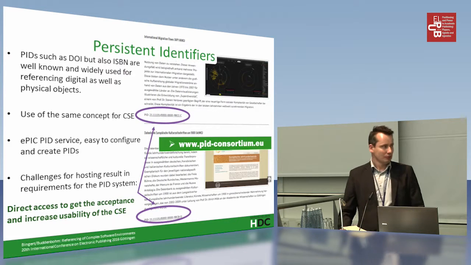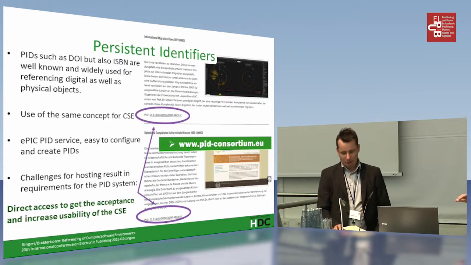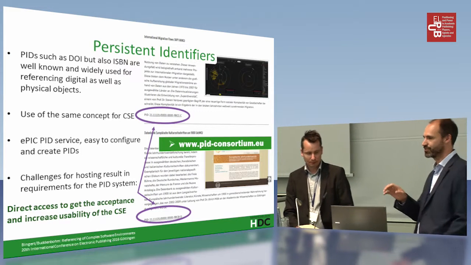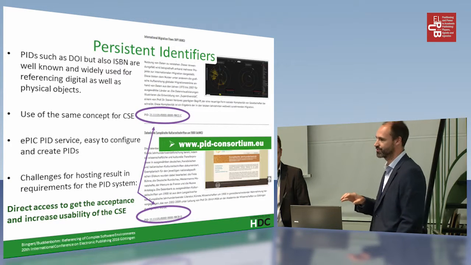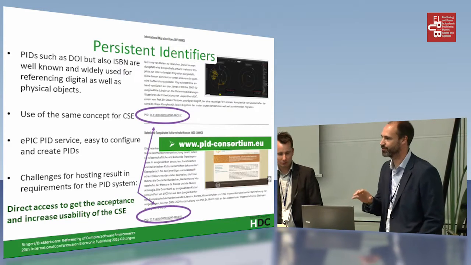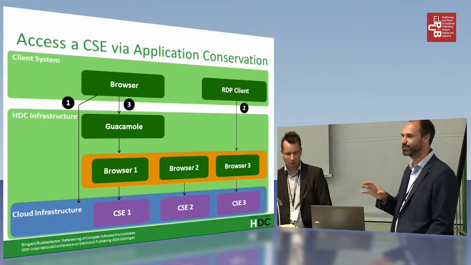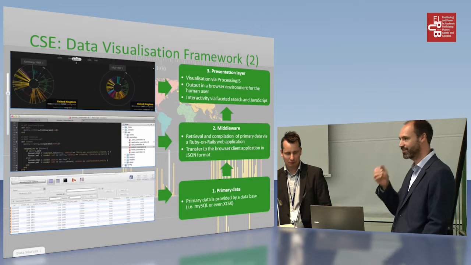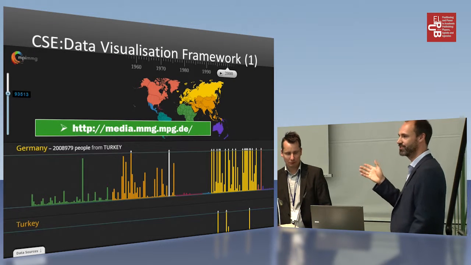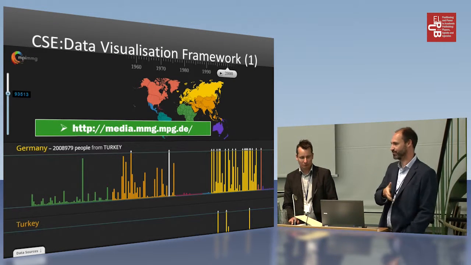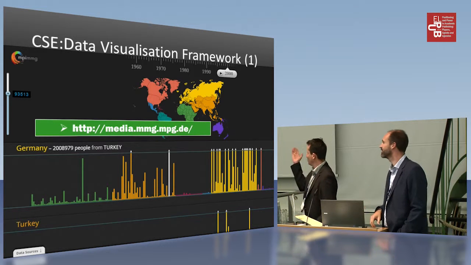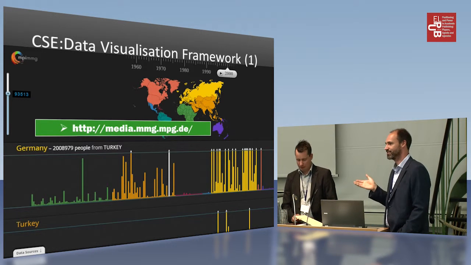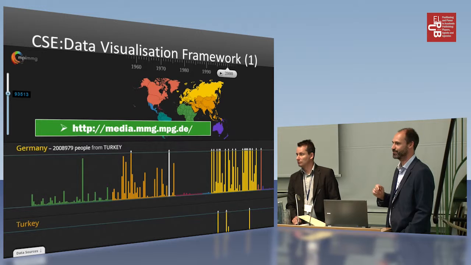So, may I add here, there is no user interaction necessary. That's the point. We just create a reference to any kind of research result, and you don't have to have any interactions. You have a PID which points you directly to the research result. So you end up there. It looks basically the same. You would not see any difference.